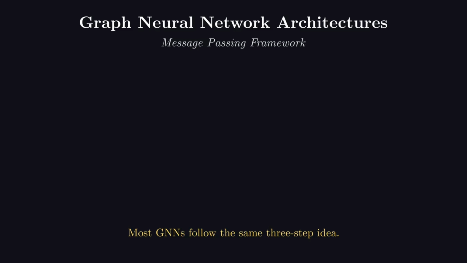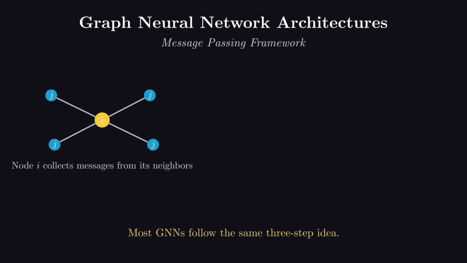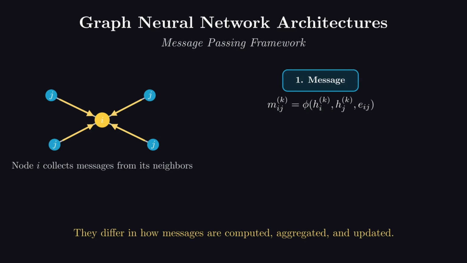Most graph neural networks can be understood through the same basic framework: message passing. On the left, the yellow node is the node we want to update. We call it node i. The blue nodes around it are its neighbors. The yellow arrows show that information flows from the neighbors into node i. The first step is the message step. For every edge from a neighbor j to node i, we compute a message, m_ij, at layer k.